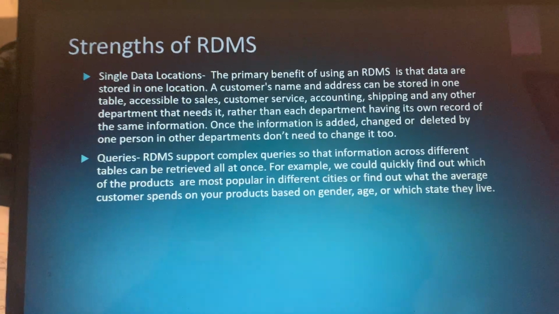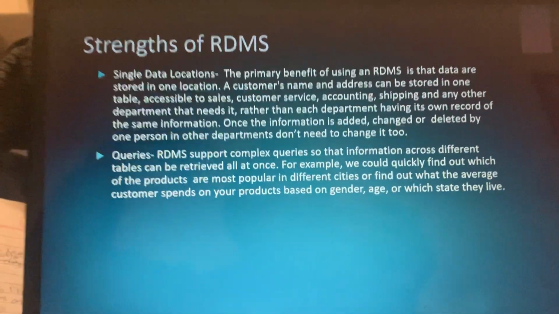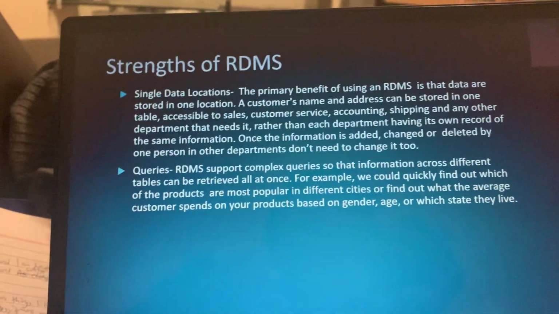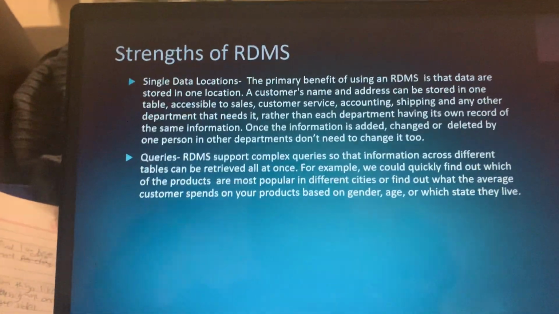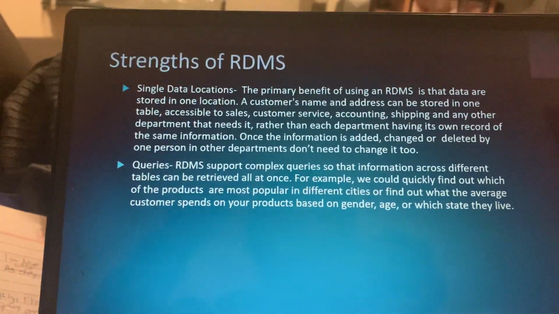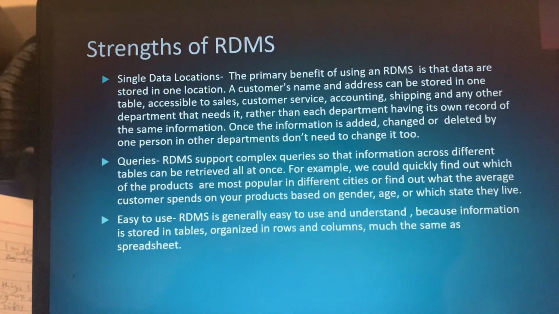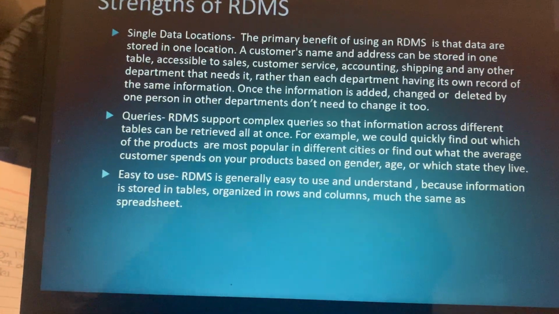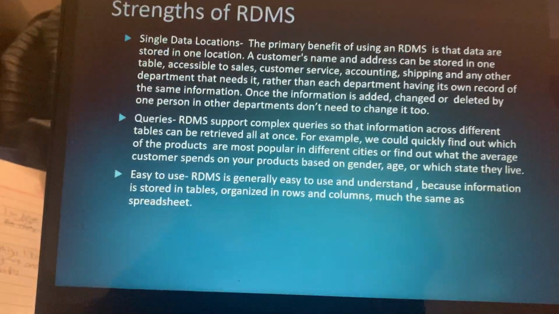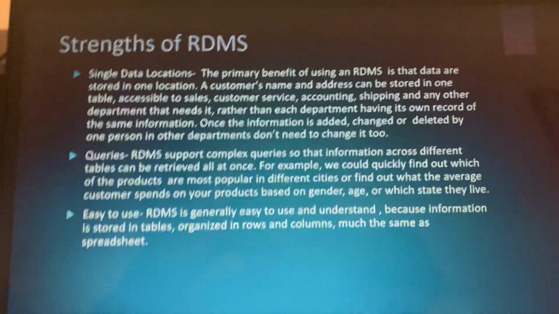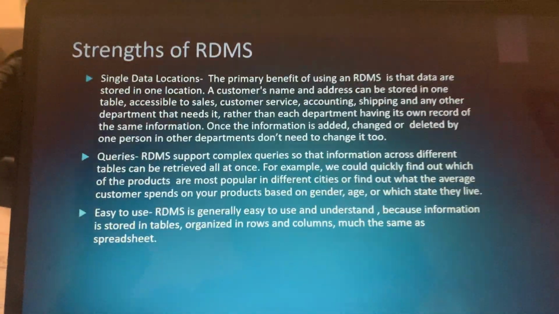RDBMS support complex queries so that information across different tables can be retrieved all at once. For example, we could quickly find out which of the products are most popular in different cities, or find out what the average customer spends on the products based on gender, age, or which state they live in. And it's very easy to use. RDBMS is generally really easy to use and understand, because information is stored in tables organized in rows and columns, much the same as a spreadsheet.